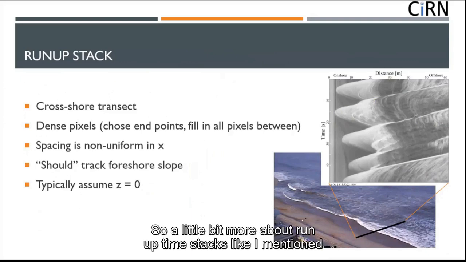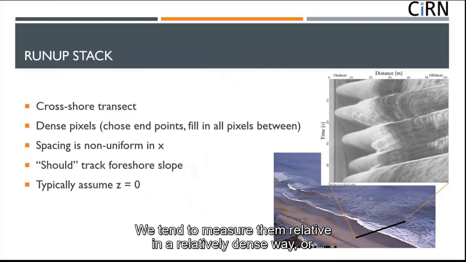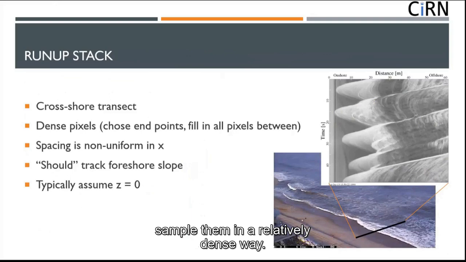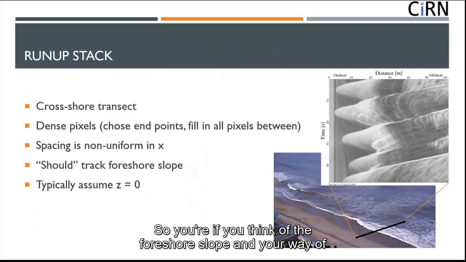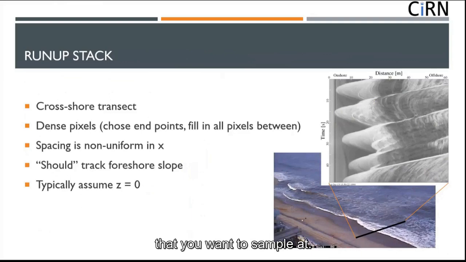So a little bit more about run-up time stacks. Like I mentioned, it's a cross-shore array of pixels. We tend to measure them in a relatively dense way, or sample them in a relatively dense way. The pixel time stack should track the foreshore slope. So if you think of your foreshore slope and your wave running up and down there, that's the elevation that you want to sample at.